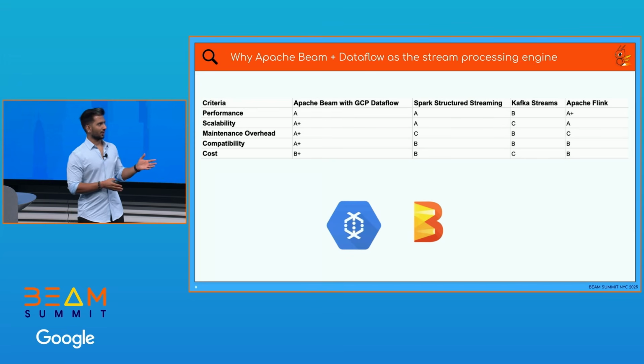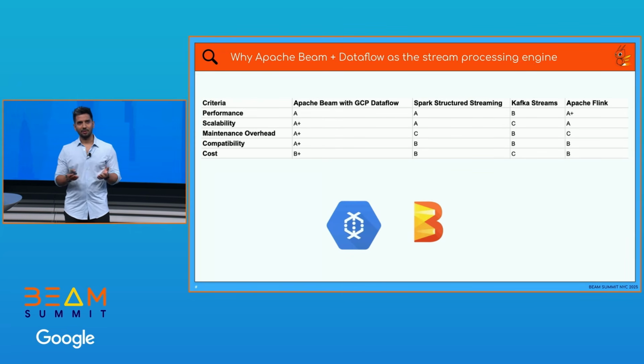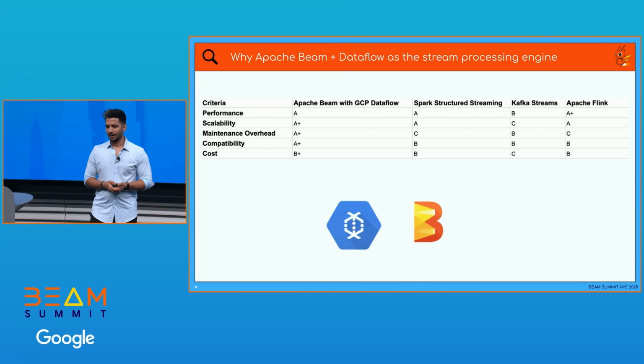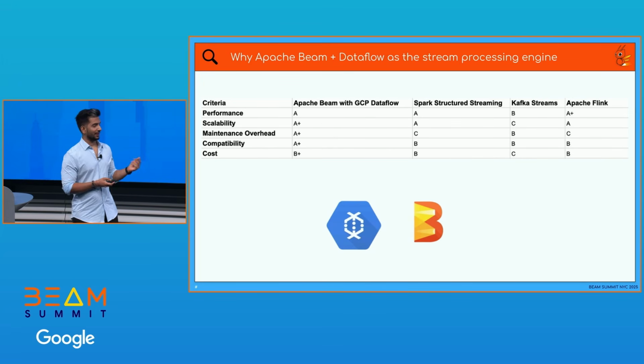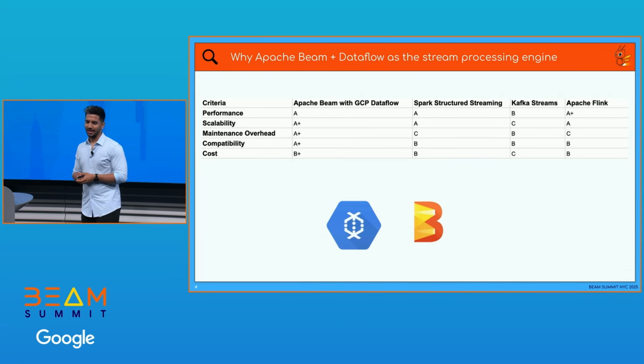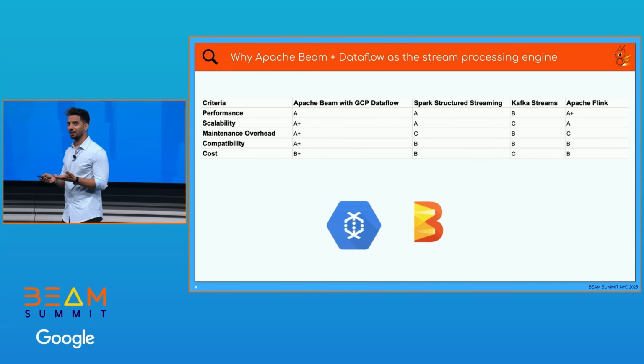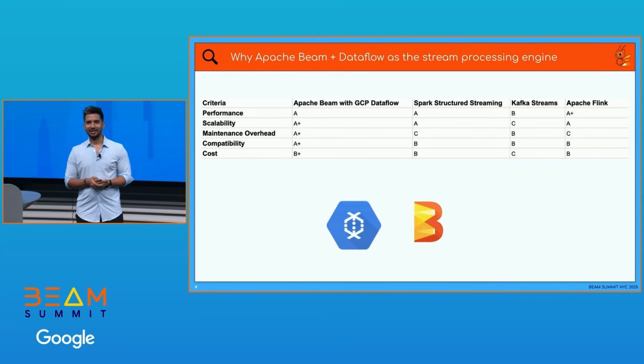My goal here is not to rate these engines, but rather to give you a framework that you can use to make such decisions. So why did we choose Beam plus Dataflow? Well, several reasons for that. Because of its managed nature and features like auto-scaling and built-in optimization, Beam with Dataflow is performant, scalable, but at the same time requires very little maintenance.